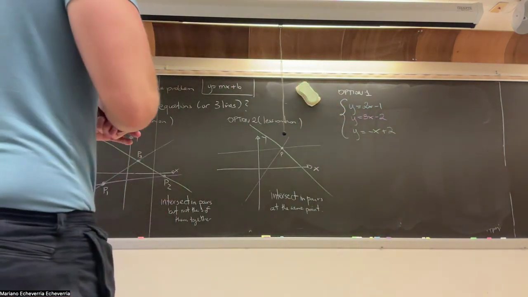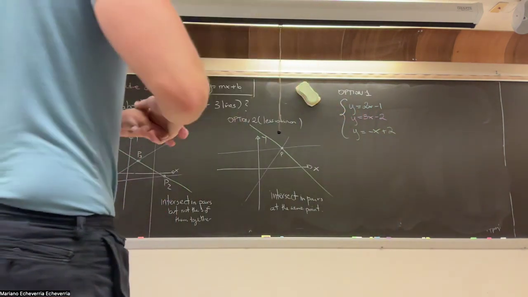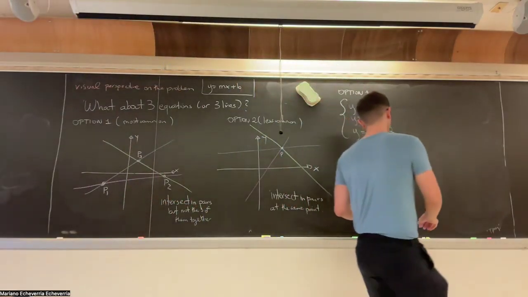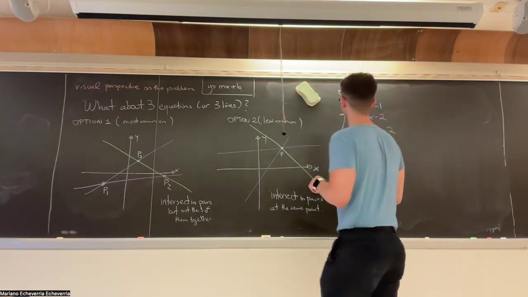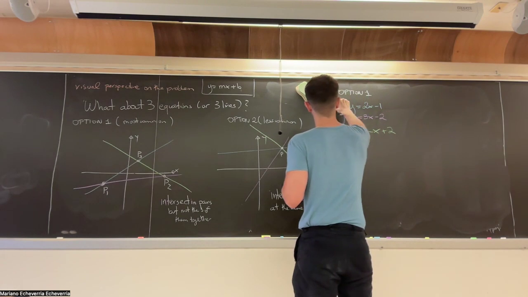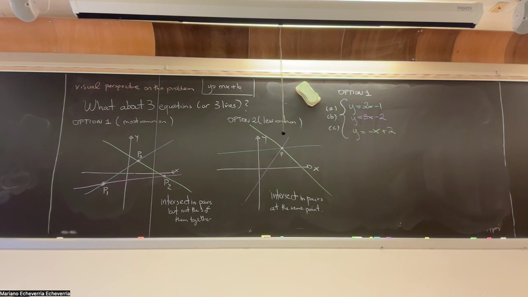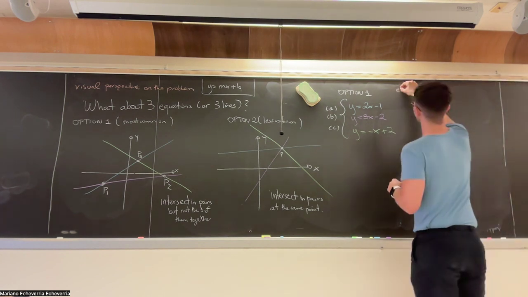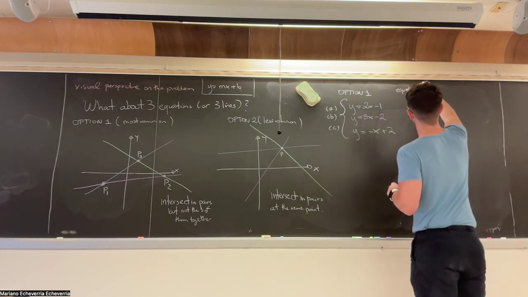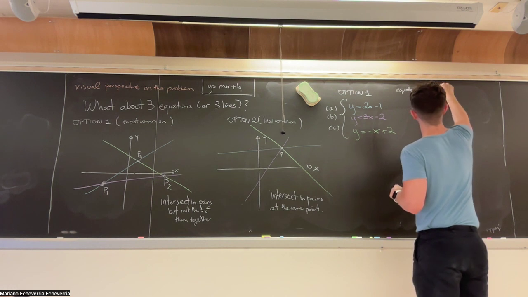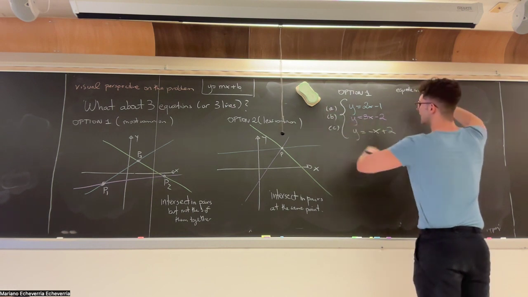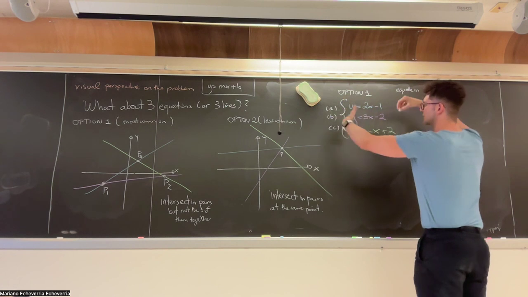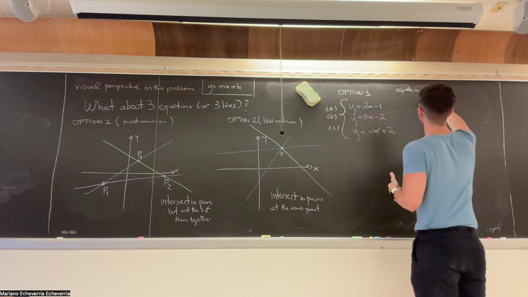Okay, so what you want to do next is equate them in pairs. So let's call these equations A, B, and C. Okay, so let's equate them in pairs. So let's say that A has to be equal to B, because if there's a solution, all the y values must always agree.